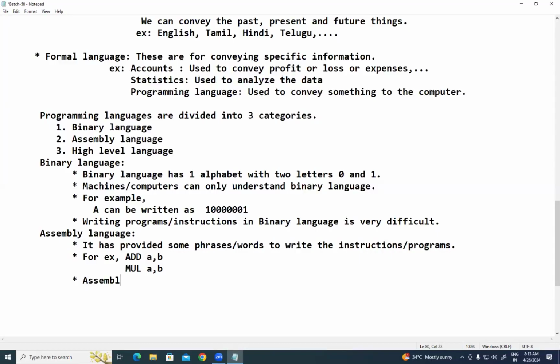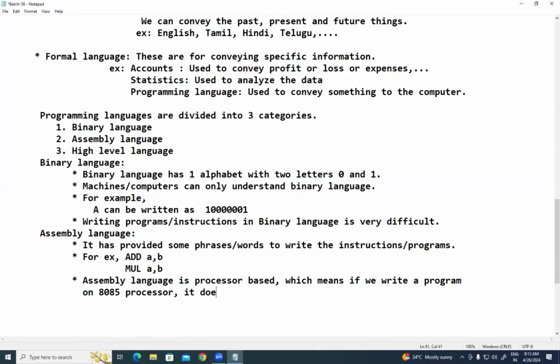So, assembly language is processor based. Which means if we write a program on an 8085 processor, it doesn't work on an 8086 processor. Folks, am I clear? Everybody? Online folks, everybody, are you clear with this point?